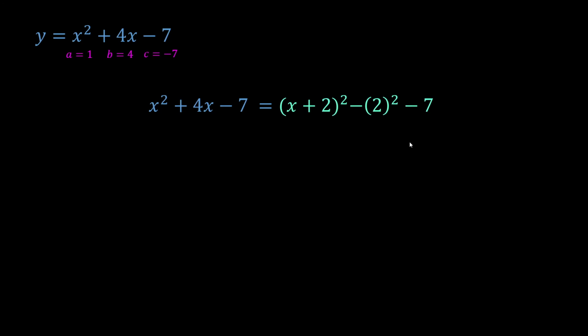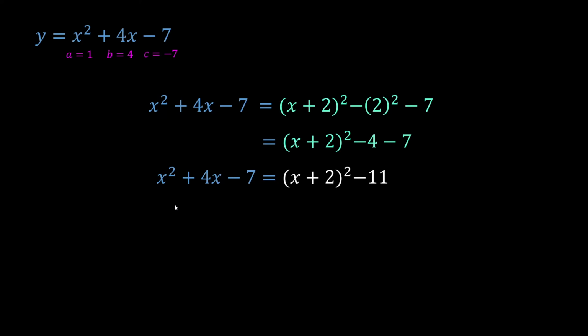So 2 squared is 4. So this becomes take 4, take 7, which becomes take 11. So x squared plus 4x take 7 in completed square form is (x plus 2) squared take 11.